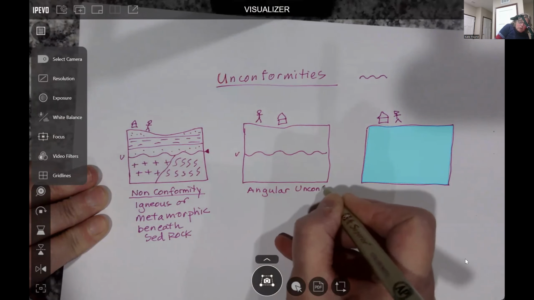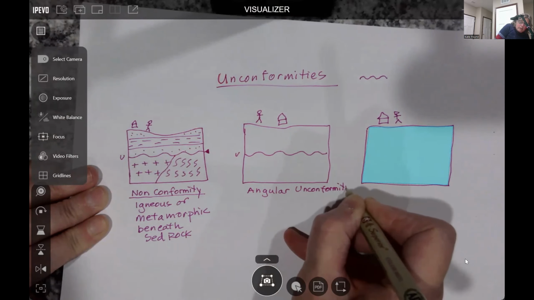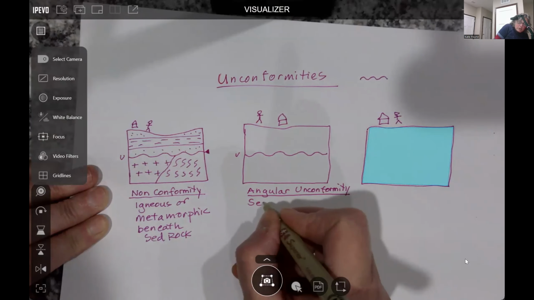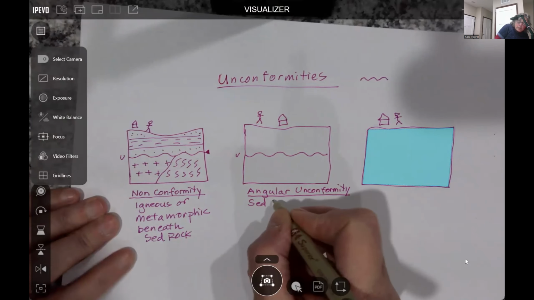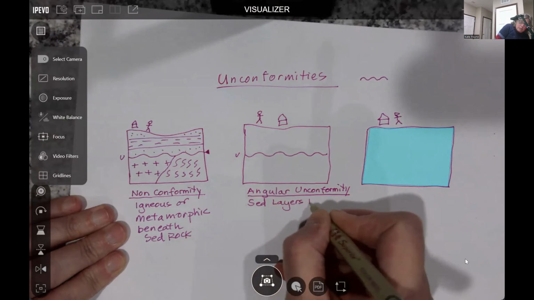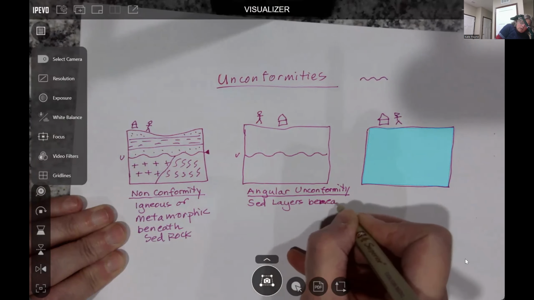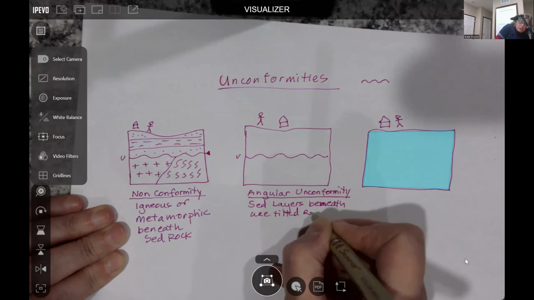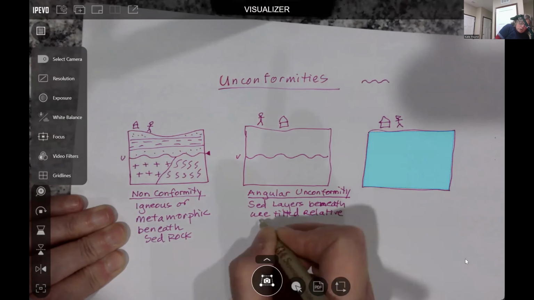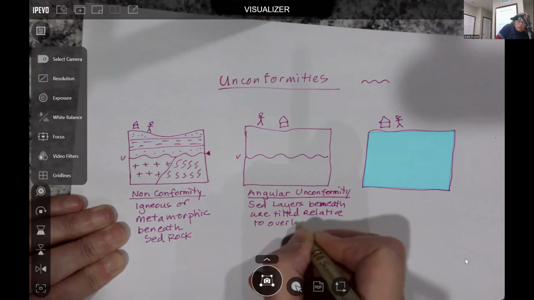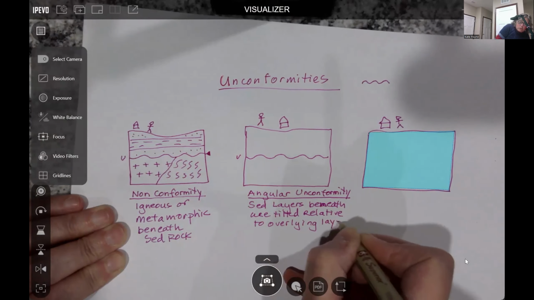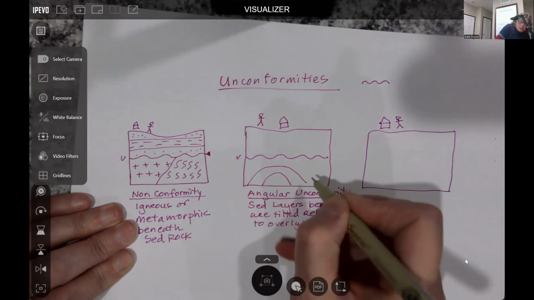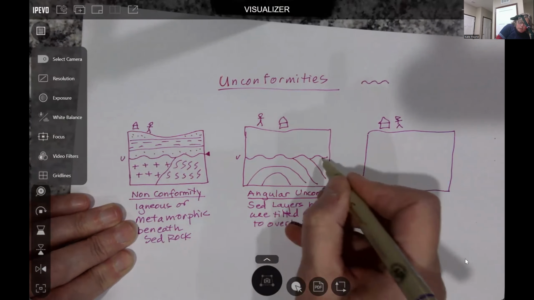unconformity. Well, I'm going to run out of room. Angular unconformity. And an angular unconformity is when the sedimentary layers beneath are tilted relative to the overlying layers. So in this case, I'm going to draw some layers here that have been folded.